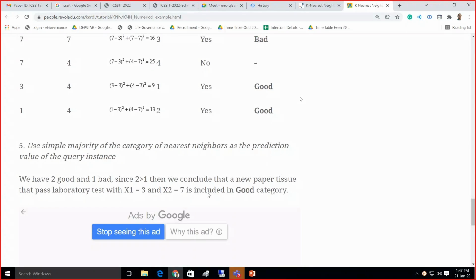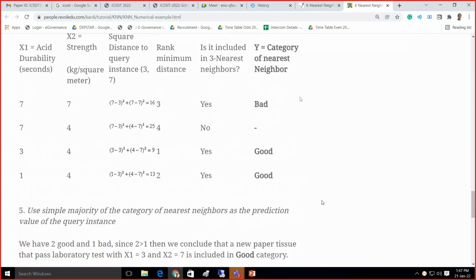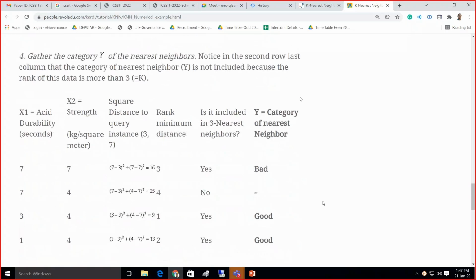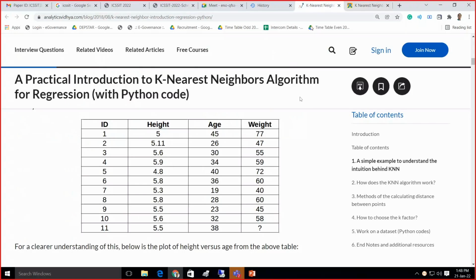So this new sample is going to be included in the good category as per the KNN algorithm. This is how you can solve KNN. Very simple algorithm, no complex calculation, and it is a score-driven question. Now another type of question: the previous question was classification, now regression.